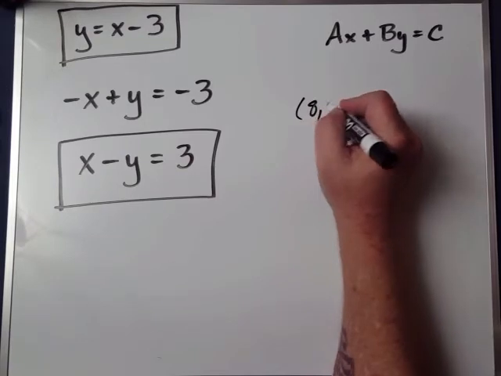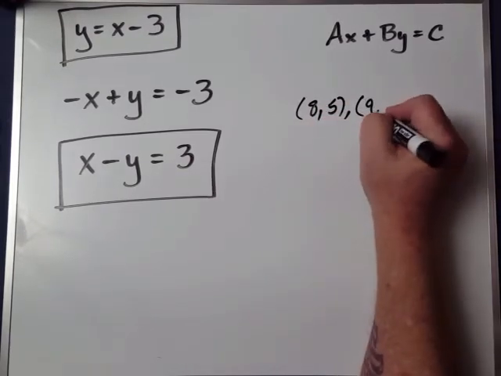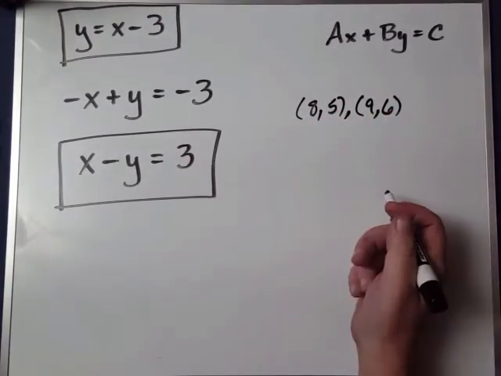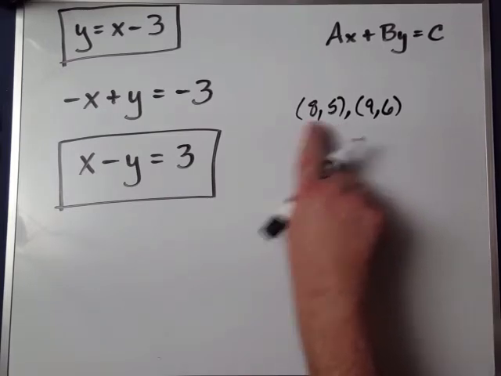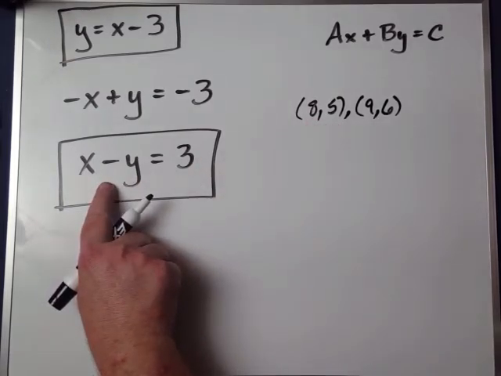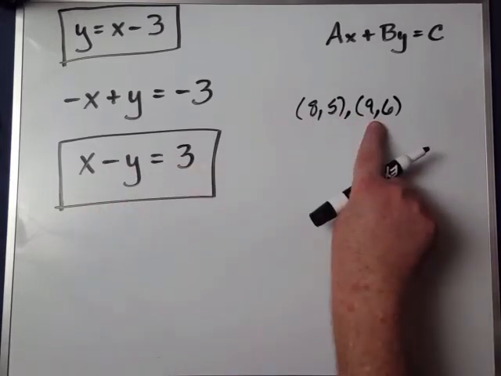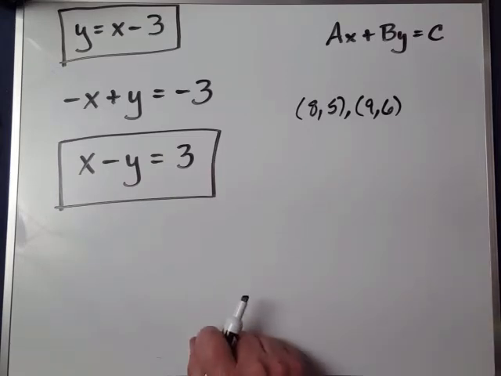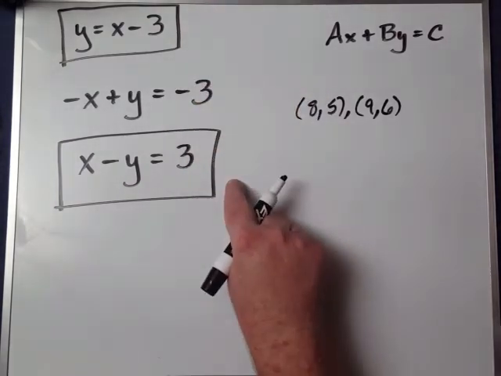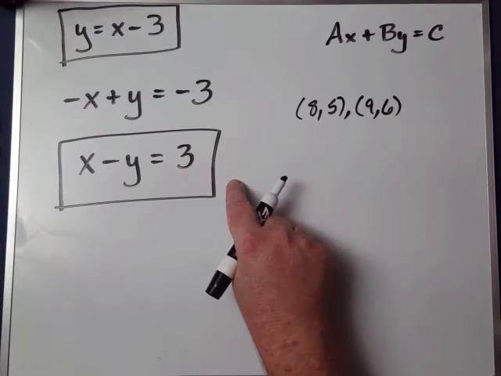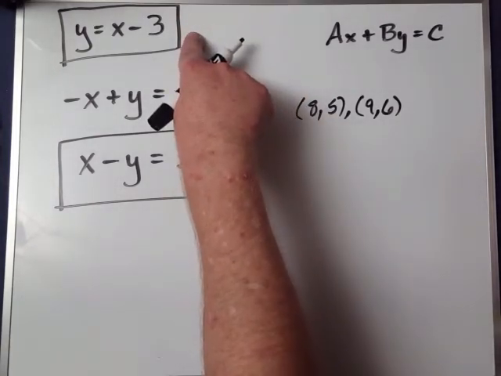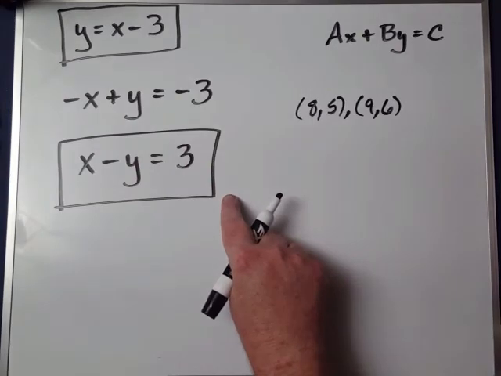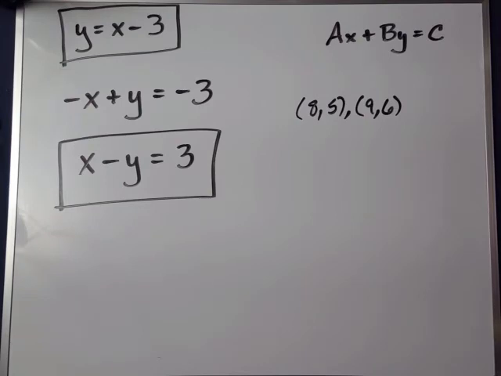Remember our original 2 points for this problem? It's been a minute. Again, very easy to check. If you plug in 8 for x and 5 for y, is this true? 8 minus 5 equals 3, that checks. And what about my other ordered pair? 9 minus 6 equals 3, that checks. And so here are the 2 parts that they asked for. I have my equation in slope-intercept form, and I have my equation in standard form of the line that passes through that pair of points. I think we should do another one.